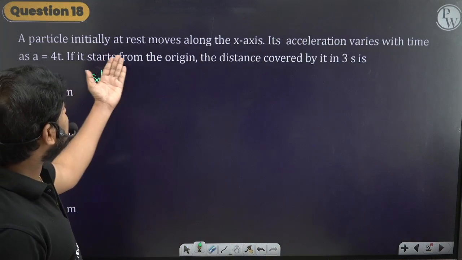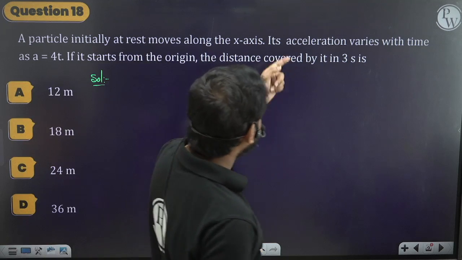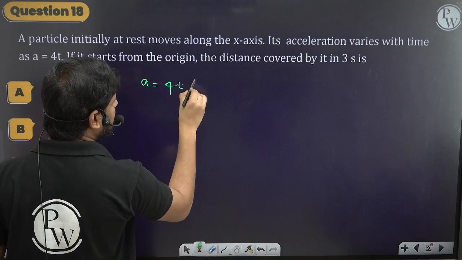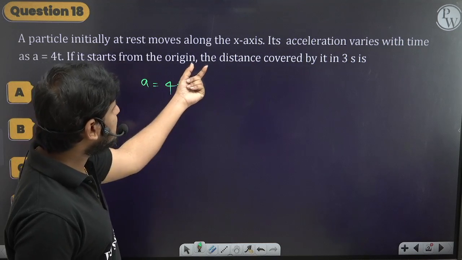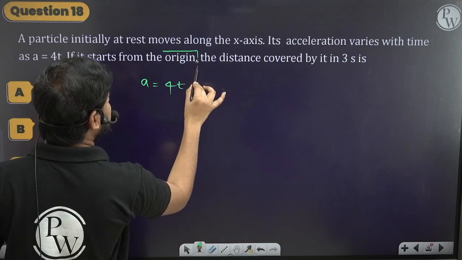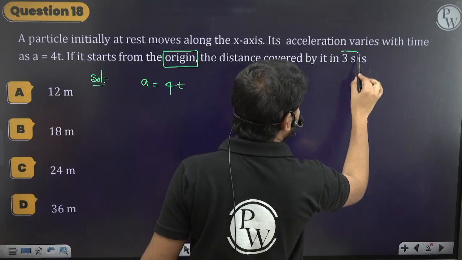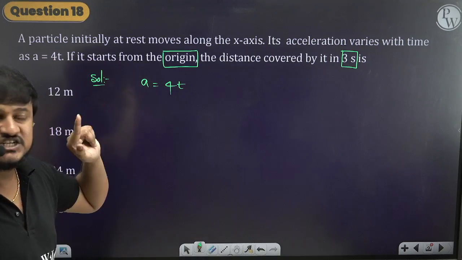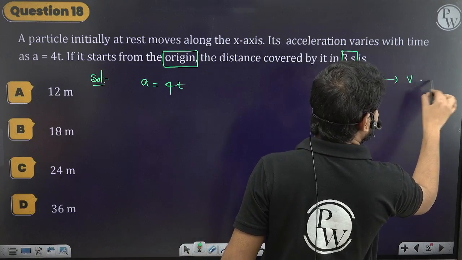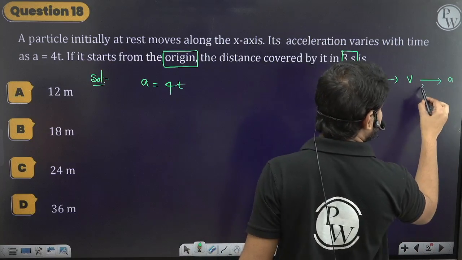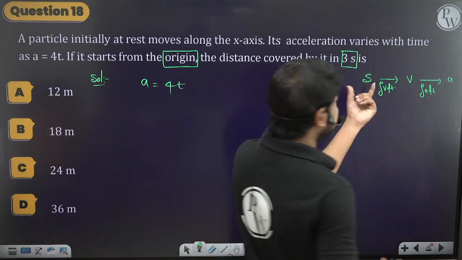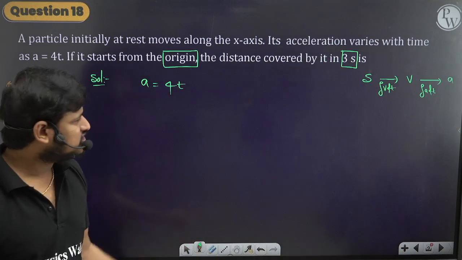A particle initially at rest moves along the x-axis. Its acceleration varies with time. So acceleration is given as a function of time, right? If it starts from the origin, find the distance covered by it in 3 seconds. So the body initially starts from the origin, and the acceleration function is given. They are asking the distance, not the velocity. So distance to velocity, velocity to acceleration. That means first you have to integrate acceleration, then we get the velocity. Again integrate that, we get the distance or displacement. Yes or no? So now do the process.